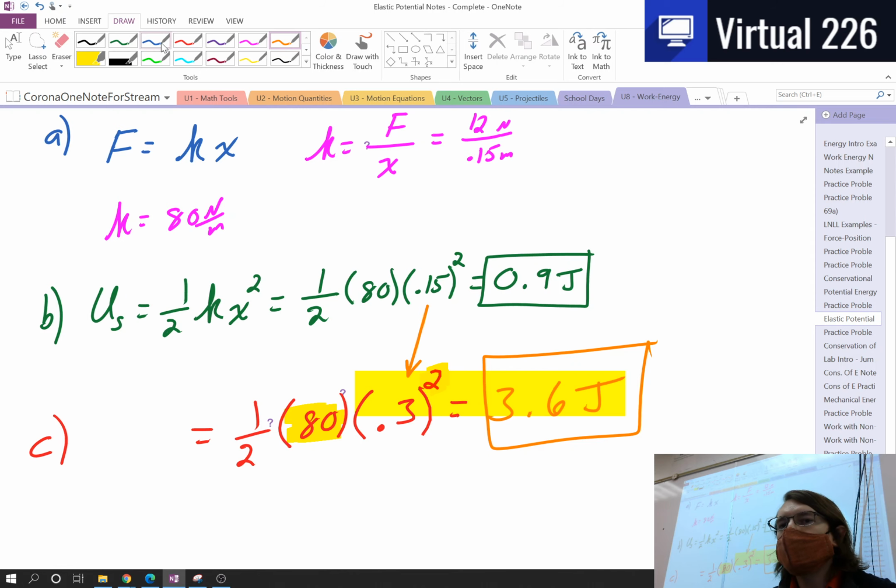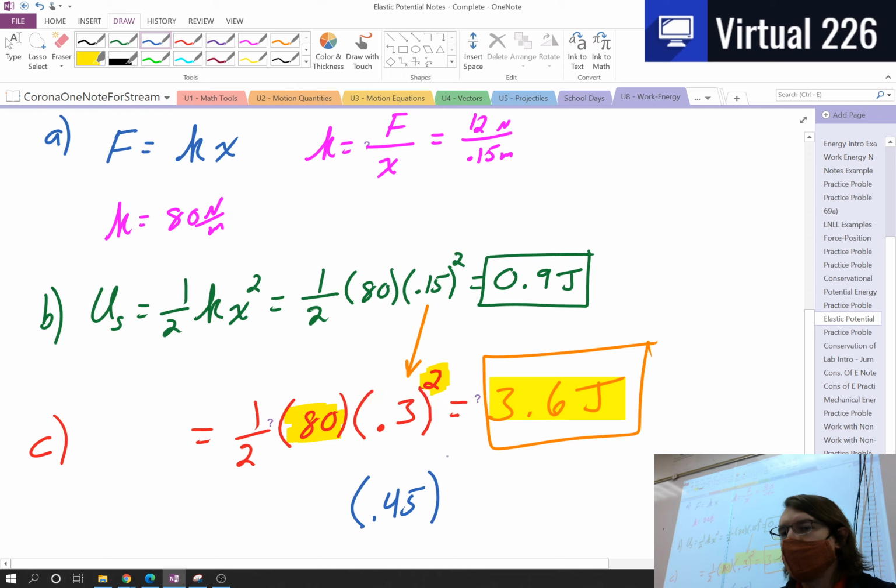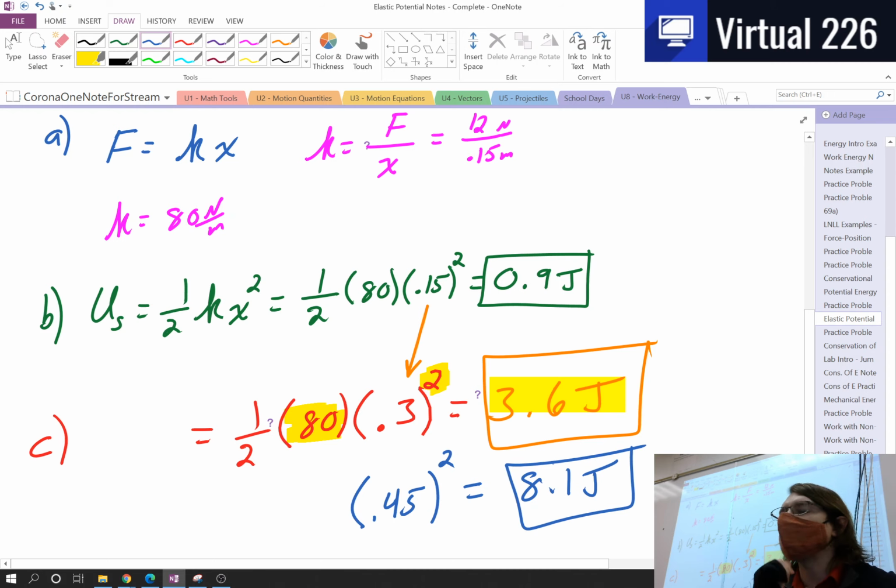If we stretched this to 0.45 meters, this wouldn't be 3 times as much as 0.9. It'd be 3 squared, or 9 times as much. And we'd get 8.1 joules. And this is because as we stretch that spring or that rubber band further and further, it gets harder to stretch it further, which means that we're putting even more energy in for that little bit extra at the very end.